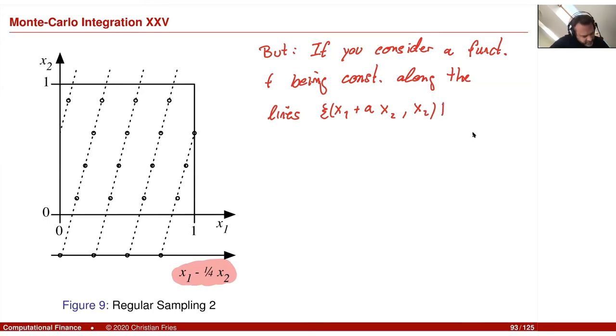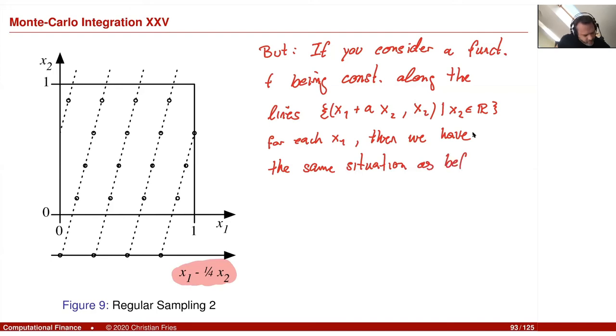Okay, so this is a line, for every x2 in R. So now the function is constant along this line for each x1. It's not that F does not depend on x2, but F does not depend on where it is on this line. Then we have the same situation as before. All integration rules give the same value, so the points do not differ, and we just have four different integration points in this axis, which crosses these lines, so in the orthogonal direction.